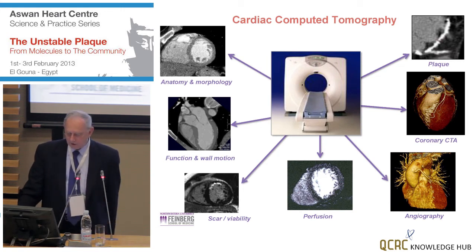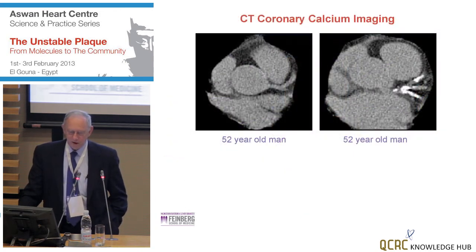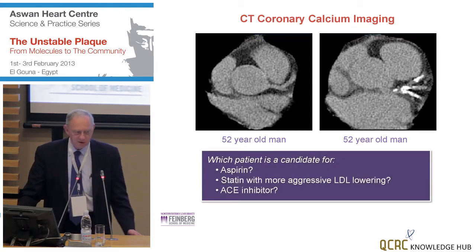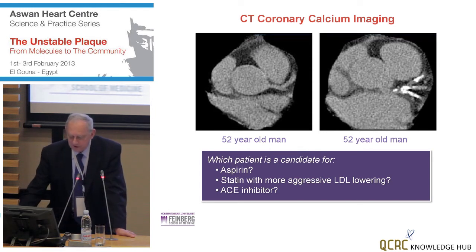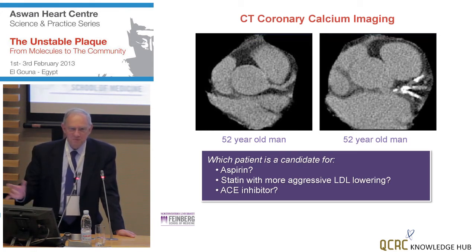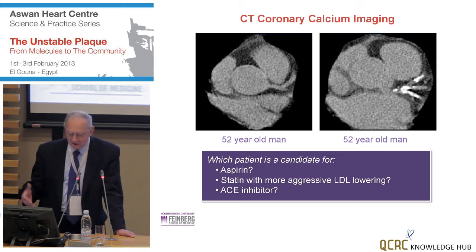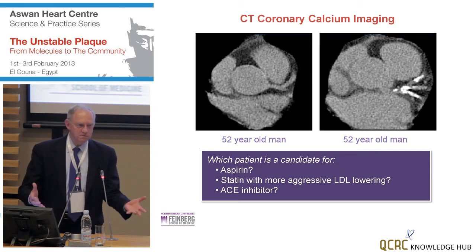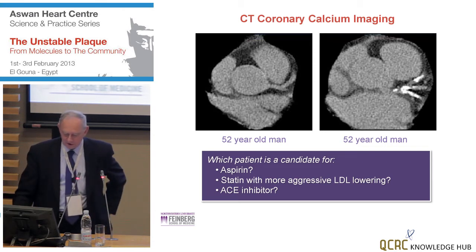We discussed yesterday how coronary calcification may be an important way of risk stratifying patients. Here are two individuals. They're 52 years old. They're both men. One has no calcification. One has extensive calcification. Which patient is a candidate for aspirin, a statin with aggressive lipid lowering, or an ACE inhibitor? Well, the answer here has nothing to do with the images, because maybe both patients are candidates for ACE inhibitors and beta blockers and statins and aspirin, depending upon their other factors, their symptoms, high cholesterol, family history, etc.